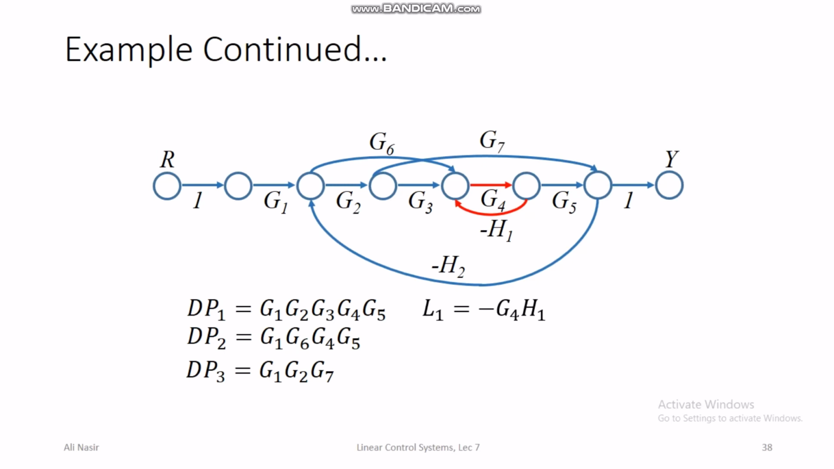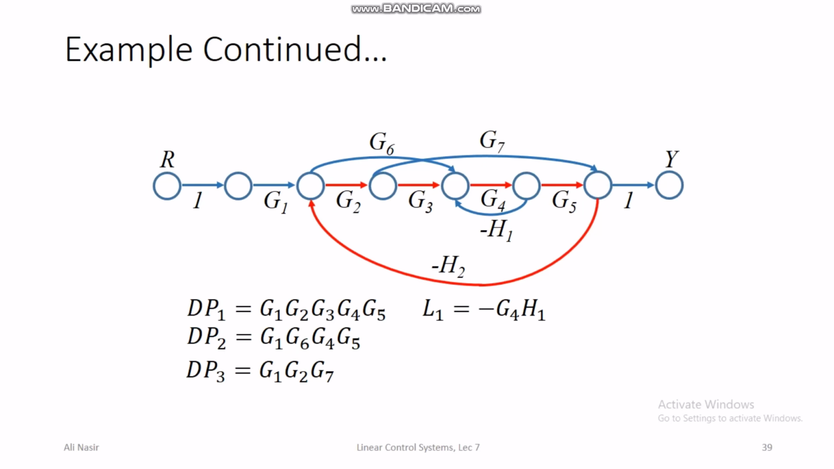By the way, the numbering of the direct paths or the numbering of the loops does not matter. If you call what I have called direct path 1 direct path 2 and you renumber it, numbering does not matter as long as you identify all of the direct paths and all of the loops. It does not matter which loop you call L1 and which loop you call L2. So we are calling this loop, minus G4H1, L1.